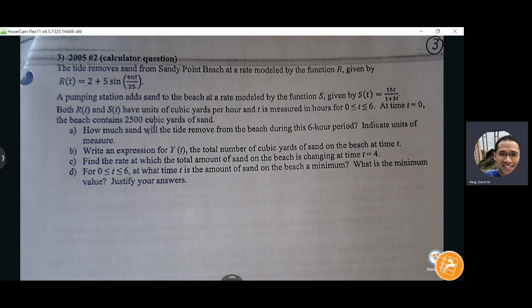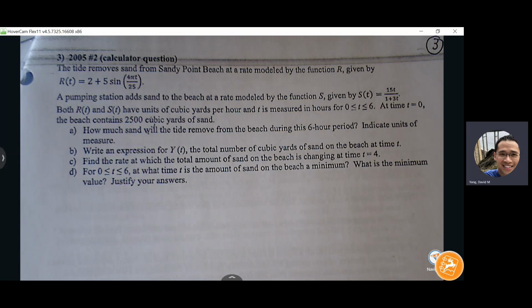A pumping station adds sand to the beach at a rate modeled by the function s, given by s of t. So there's 2 things going on. You've got sand being removed by the tide, and then you have a pumping station that's trying to add sand back onto the beach. Both r of t and s of t have units of cubic yards per hour, and t is measured between 0 and 6 hours. At time t equals 0, the beach contains 2,500 cubic yards of sand.